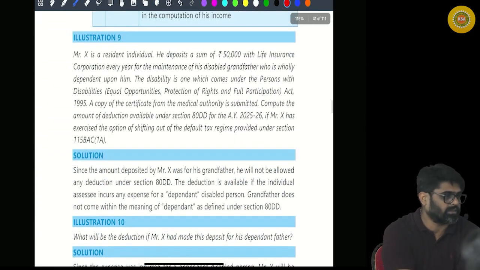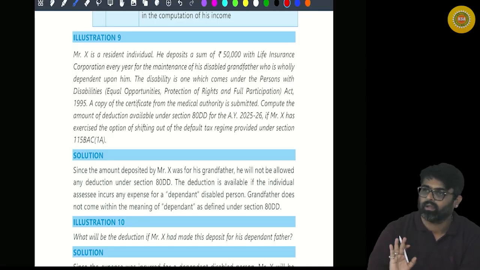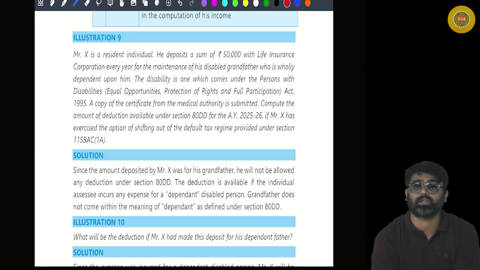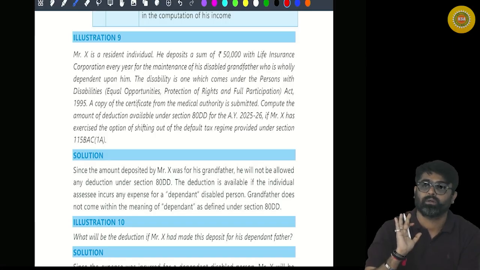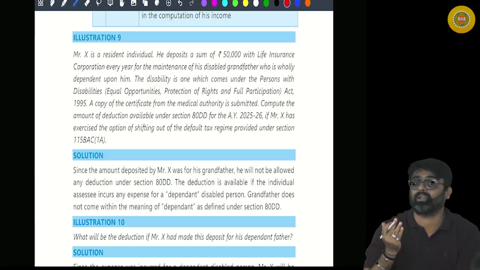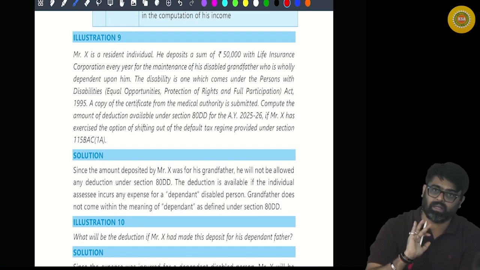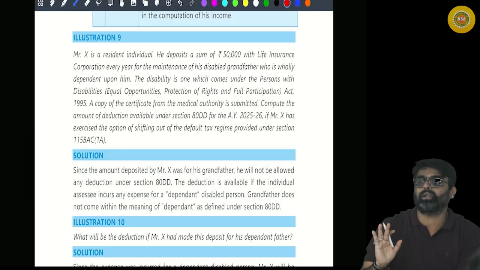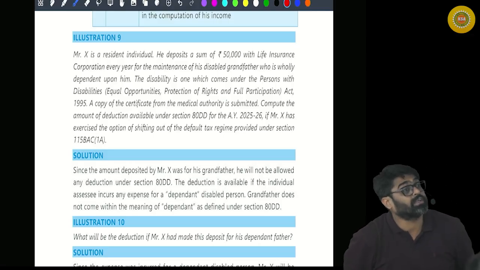Illustration number 9. Mr. X is a resident individual, deposits a sum of 50,000 with Life Insurance Corporation every year for the maintenance of his disabled grandfather. Disabled? See, there is one section 80DD. There is one section which says that if you are a resident, individual or HUF, and if you have incurred any expenditure on your HDR. HDR means handicap dependent relative. Then for that expenditure we are going to give the deduction under section 80DD.